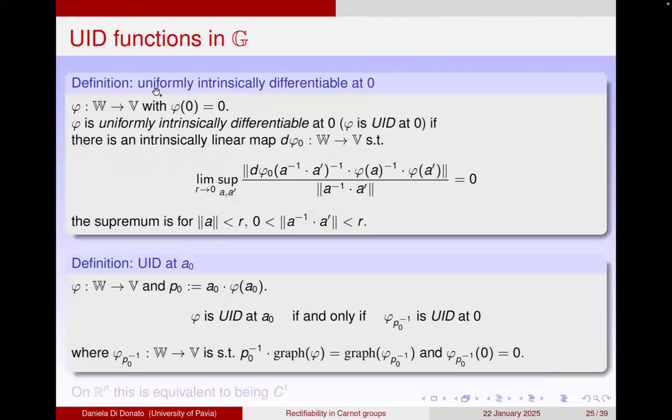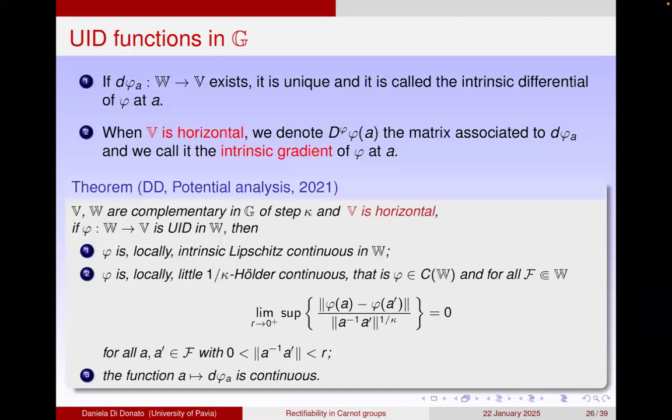Another important ingredient is the notion of UID map. Phi from W to V with phi of 0 equal to 0. We say that phi is uniformly intrinsically differentiable at point 0, or in short UID at 0, if there exists an intrinsic linear map satisfying these equalities. It is possible to define the UID condition at any point using the suitable translation map. In Rn, this is equivalent to the C1 condition. If this map exists, it is unique and it is called the intrinsic differential of phi at point A.